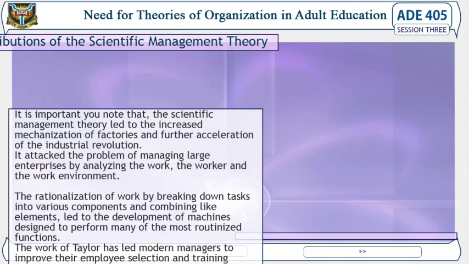The work of Taylor has led modern managers to improve their employee selection and training processes and to seek the one best way to perform each task.